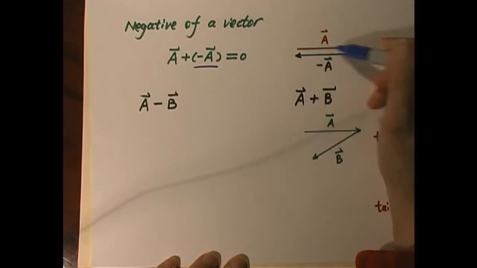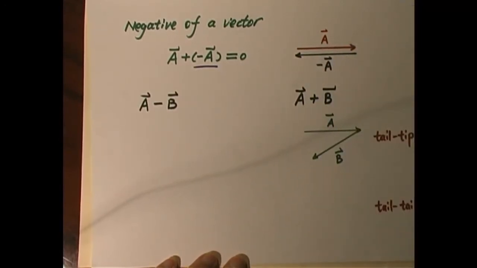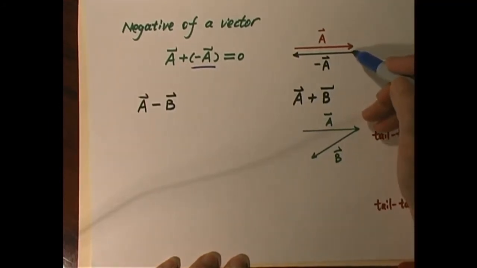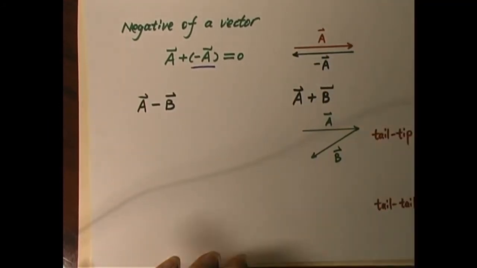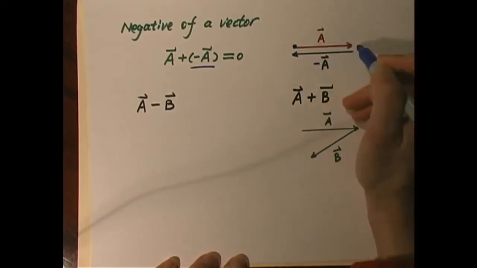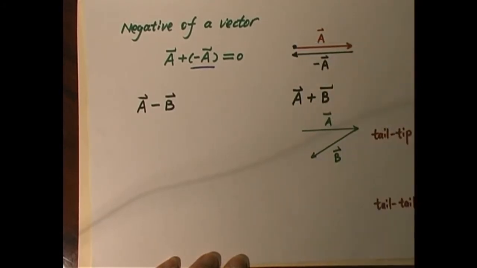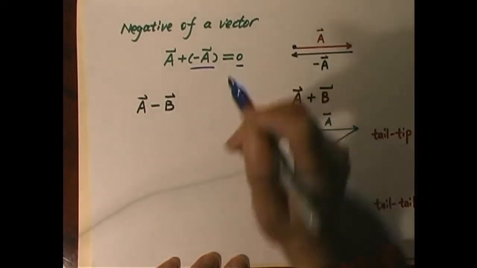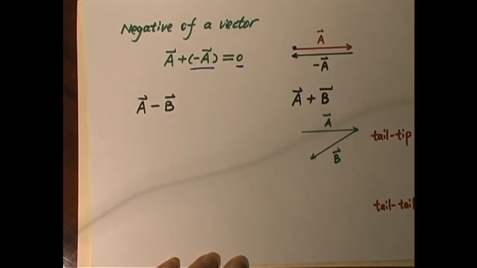If you have an A, it's a red one, and you want to add a negative A. Negative A actually has the same magnitude, just simply the opposite direction. So as if you start from here, you go to here, and then you come back to here. So the resultant is 0. Therefore, once we have a vector, if we want to get a negative A vector, simply draw a vector of the same length but opposite direction, which is a 180 degree direction difference. Then we get the negative of a vector.